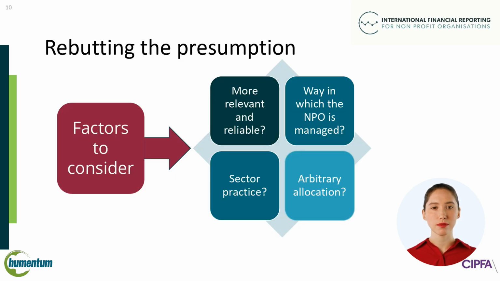In making the judgment about which classification to use, an NPO must consider a number of factors including which method is more relevant and reliable. For example, where an NPO generates surpluses from retail activities, which it uses to fund its missional activities, reporting a cost of sales line item might be more relevant and reliable. In this case, a functional analysis might be most appropriate.